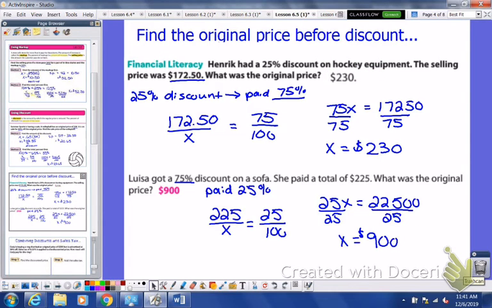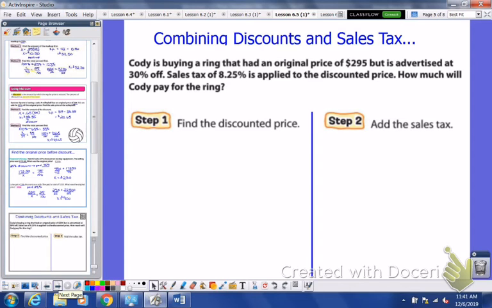Okay, so again, you could have used the equations on this one. I chose to use a proportion. There are, again, other methods that you could have used, but personally, I feel that this is the easiest method in order to find original price. All right, last thing for this lesson before you try a couple on your own. Combining discounts and sales tax.